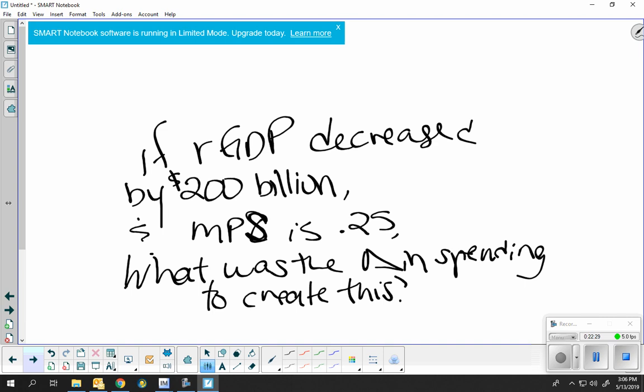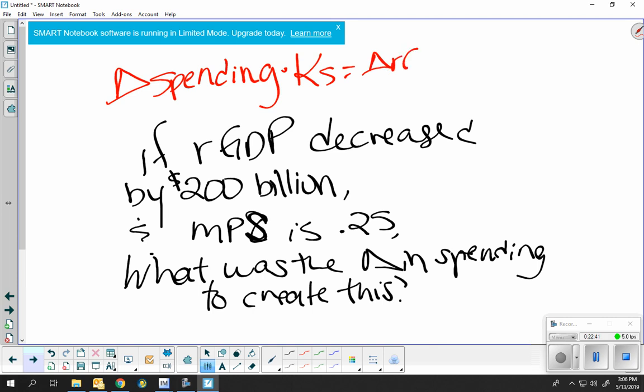All right. Keep in mind, here is the equation that you have meant to have solved. Some sort of change in spending times that spending multiplier KS is going to give us a change in real GDP. You were typically used to have me giving you the two variables first and then asking GDP change. But I gave you GDP change. GDP decreased by 200 billion. MPS is 0.25. I'm asking for a change of spending. So you shouldn't be multiplying anything. You should be dividing to solve for spending.